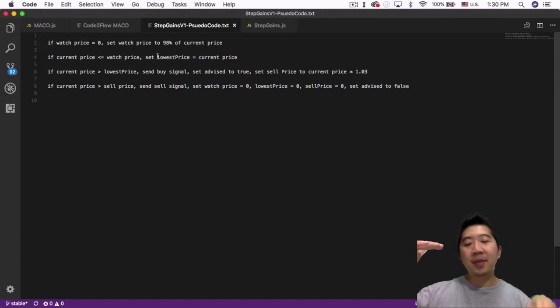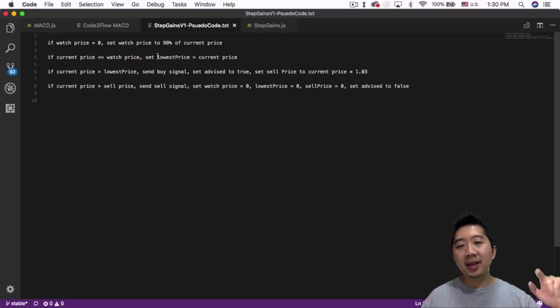As soon as it's coming back up from that lowest price that we saw, buy in. So that's what I'm telling you to do, buy in, and then set advise to true, meaning it's a flag basically to let it know that we have sent out the signal. Now you don't want to buy in anymore because you have nothing to buy.